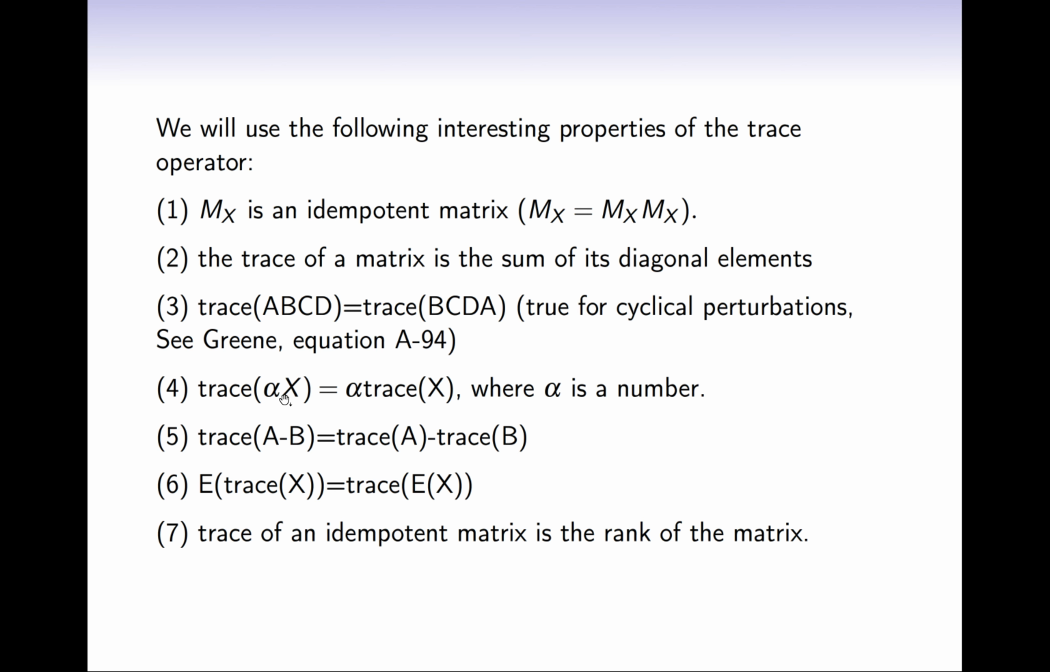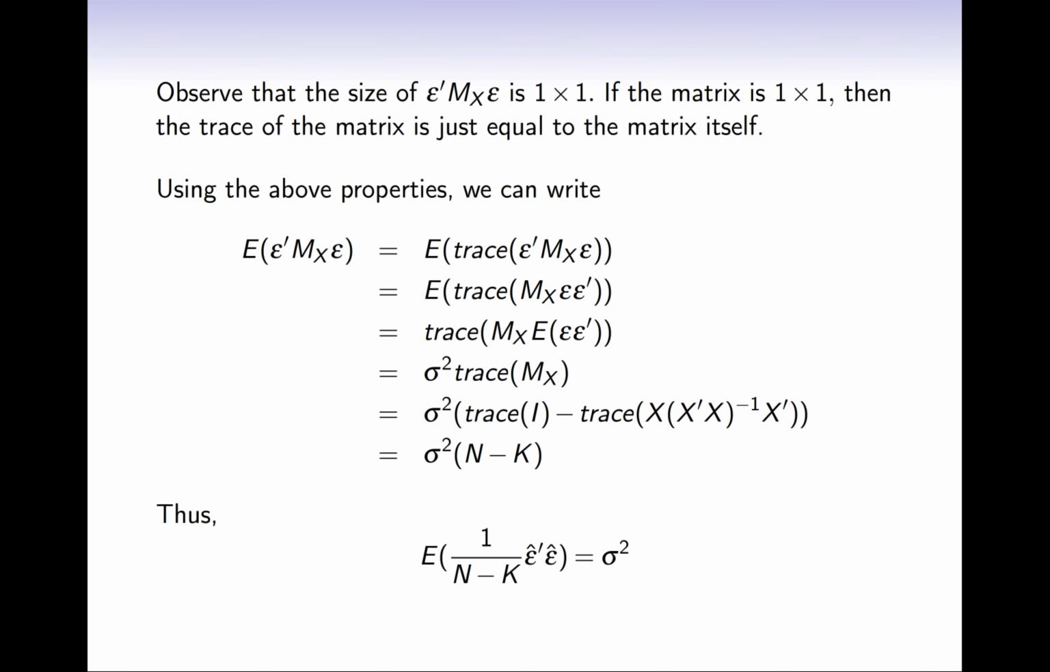Okay, then we're going to use the trace of alpha X equals alpha trace of X, where alpha is a number. The trace of A minus B is equal to trace of A minus trace of B. The expectation of the trace of X is equal to the trace of the expectation of X. Okay? Then the trace of an idempotent matrix is the rank of the matrix. I think we don't actually have to use 7, but this is also just something that's true, but I think the proof will not use that. Okay. Well, let me hold off. We'll see if it uses that, but I think you can do it without that one.